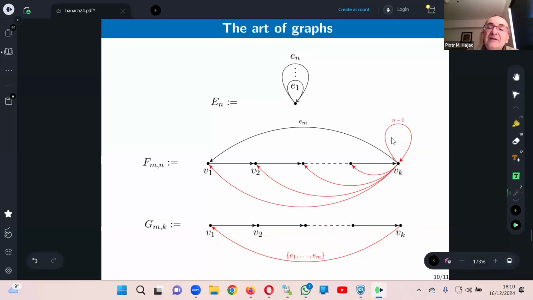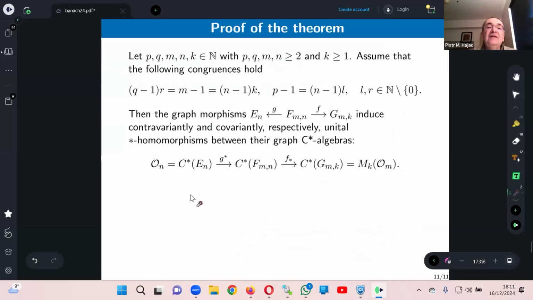And even at the end of the day, when you have these loops, again, you can recover these loops by taking a bunch of edges from vk to v1 and composing them with a path from v1 to vk. And this way you have a path homomorphism of graphs, which covariantly induces a unital star homomorphism of graph C*-algebras. So now I have a star homomorphism here, I have a star homomorphism there, and I'm almost done. That's the last slide.